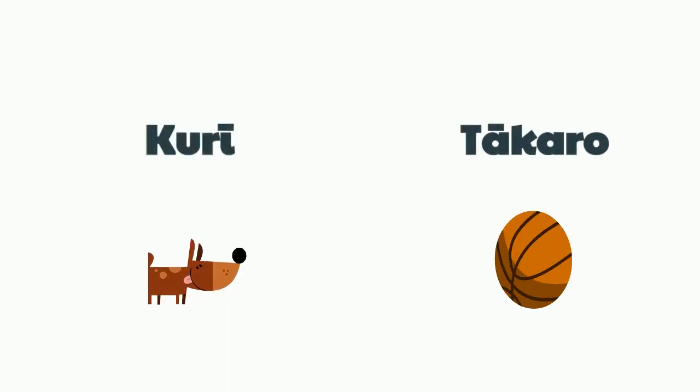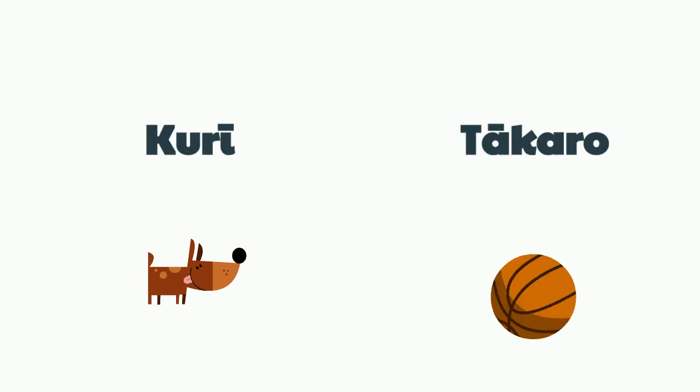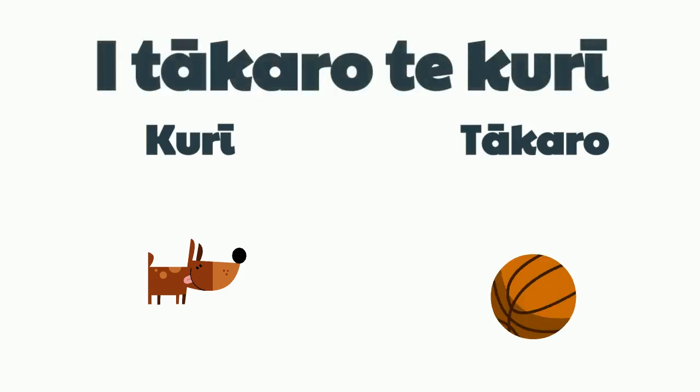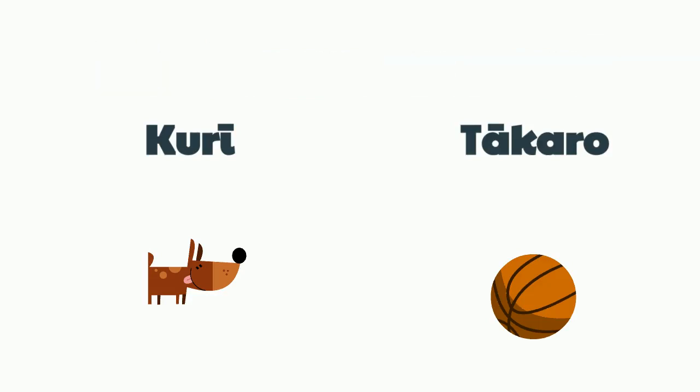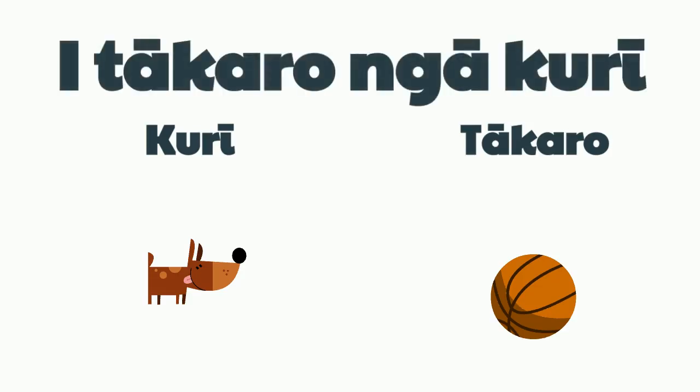Tākaro means play. How do you say, the dog played? I tākaro te kurī. And how do you say, the dogs played? I tākaro ngā kurī.